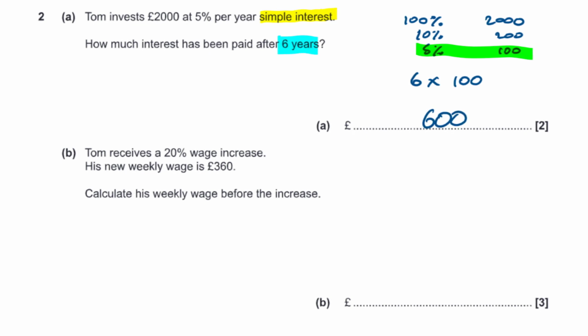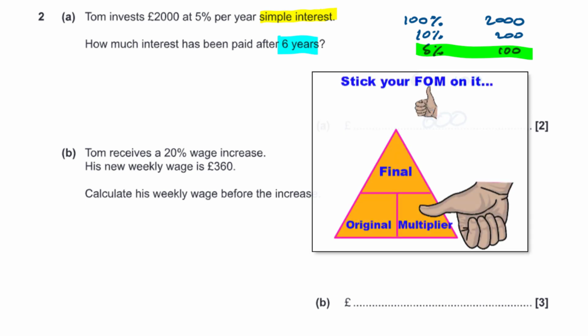Part B says Tom receives a 20% wage increase. His new weekly wage is £360. Calculate his weekly wage before the increase. Okay. So with percentage questions, I often do these triangles, FOM, just to keep track of what I have to multiply or divide by what. So F stands for final, O stands for original, M stands for multiplier. You can apply it to all sorts of percentage questions. So then we just need to go through and work out which is which.